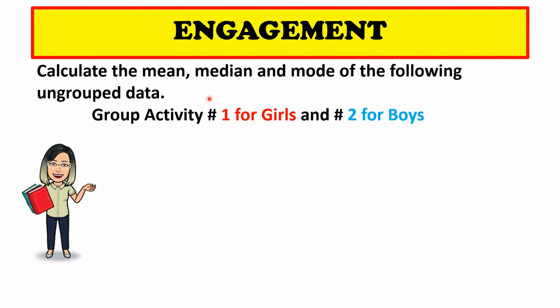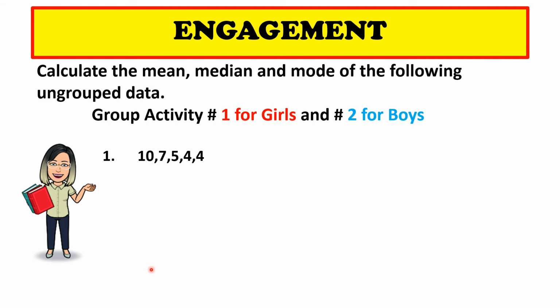Calculate the mean, the median, and the mode of the following ungrouped data. For number 1, that is for the girls. And for number 2, that is for the boys. Girls will be answering number 1, while boys will be answering number 2. We are in number 1, so we need to find the mean, the median, and the mode.